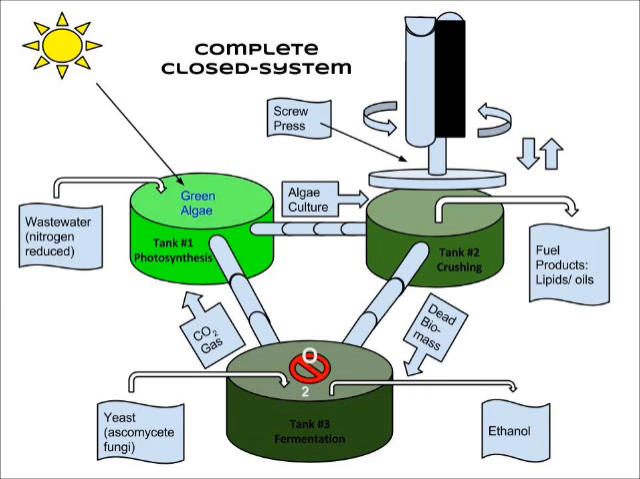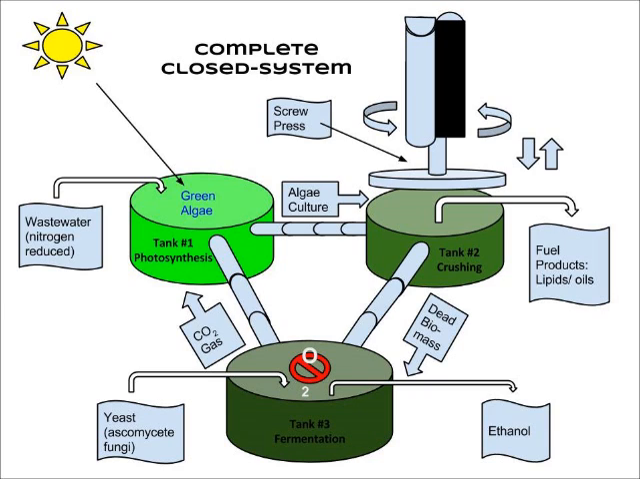This algae culture is then moved to the second tank, where it is crushed to release the lipids and oils. Those lipids and oils are then extracted, and we're left with the water and dead biomass. The water is drained and the dead biomass is moved to tank number 3. Here, fermentation takes place when we add yeast and Ascomycete fungi, which produces ethanol and carbon dioxide as byproducts. The ethanol is extracted and used as a bioethanol fuel.